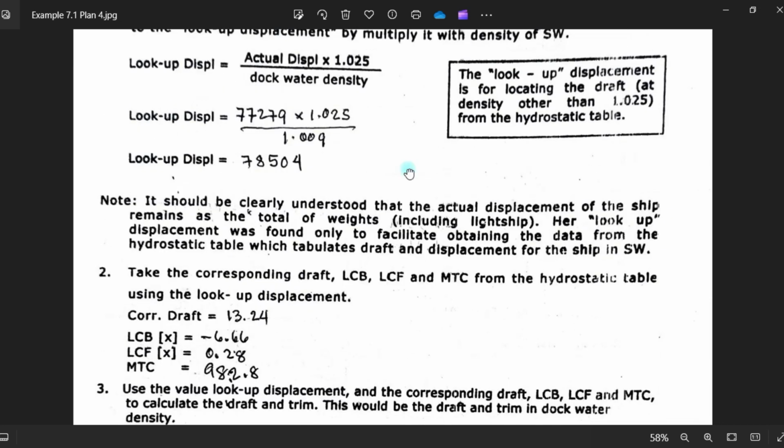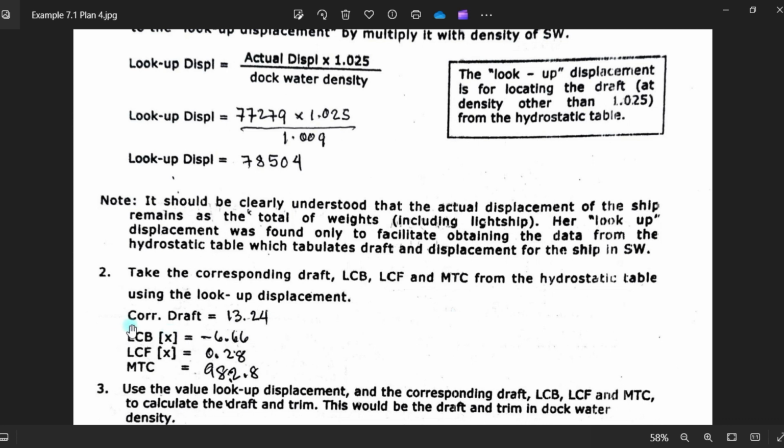So what will be the draft of this displacement of 78504? Note, it should be clearly understood that the actual displacement of the ship remains as the total of weights, including lightship. Her lookup displacement was found only to facilitate obtaining the data from the hydrostatic table, which tabulates draft and displacement for the ship in salt water. So number 2, take the corresponding draft, LCB, LCF, and MTC from the hydrostatic table using the lookup displacement.